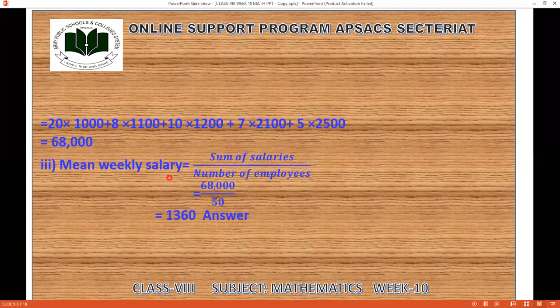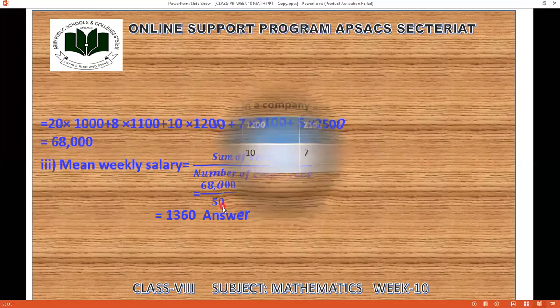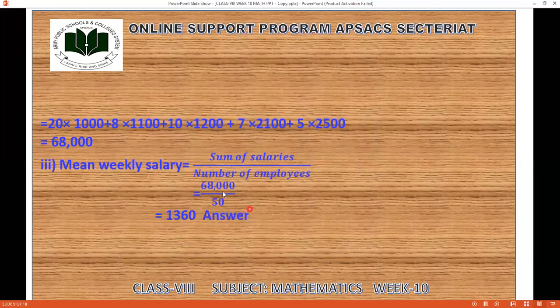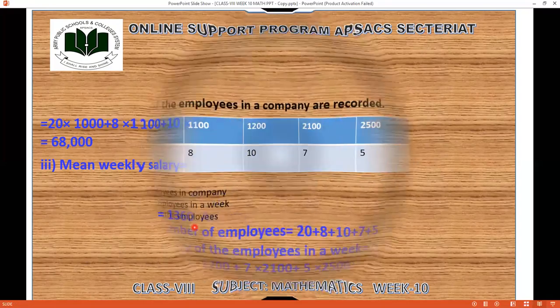Next, the mean weekly salary. We have to find the mean of the weekly salary: sum of the salaries over the number of employees. The sum of the salaries is 68,000, and the number of employees, let's see: 20, 8, 10, 7 and 5. By adding all these, we got in the first part 50. So 68,000 over 50, I get the answer, that is 1360. So this is the mean salary of the week.